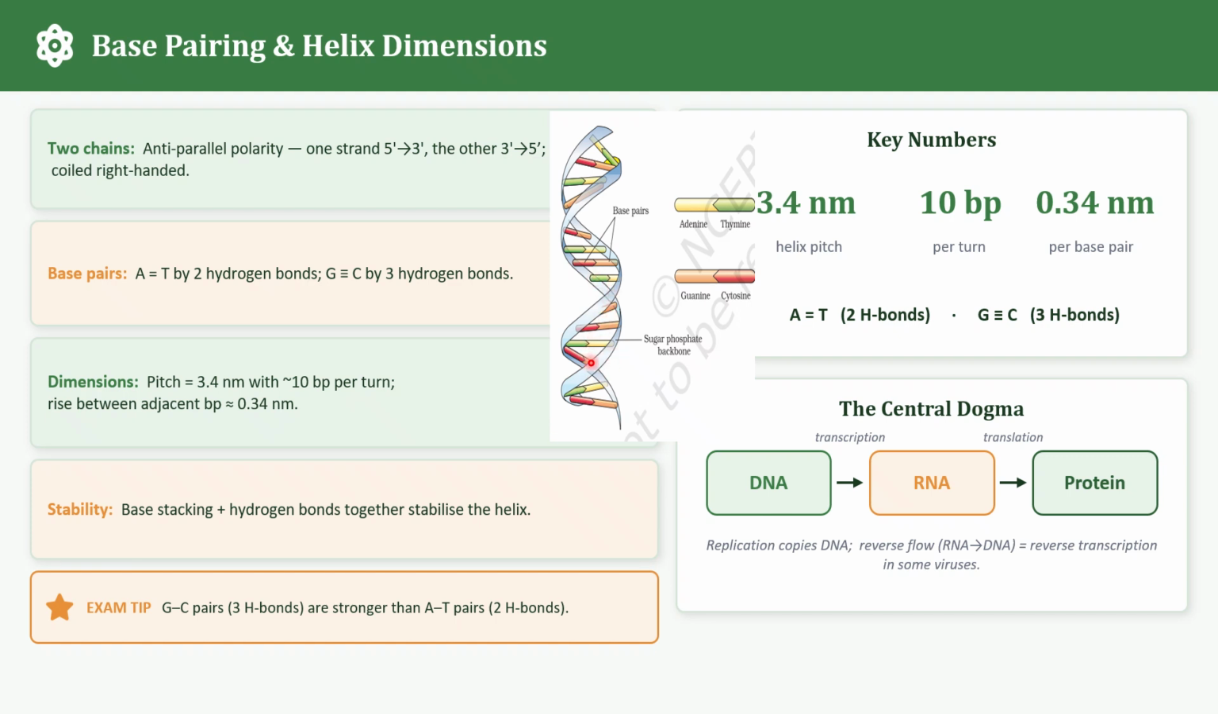So in our NCERT book we have three important measurements we should know. The first one is the pitch of the helix, or helix pitch. So what is this?